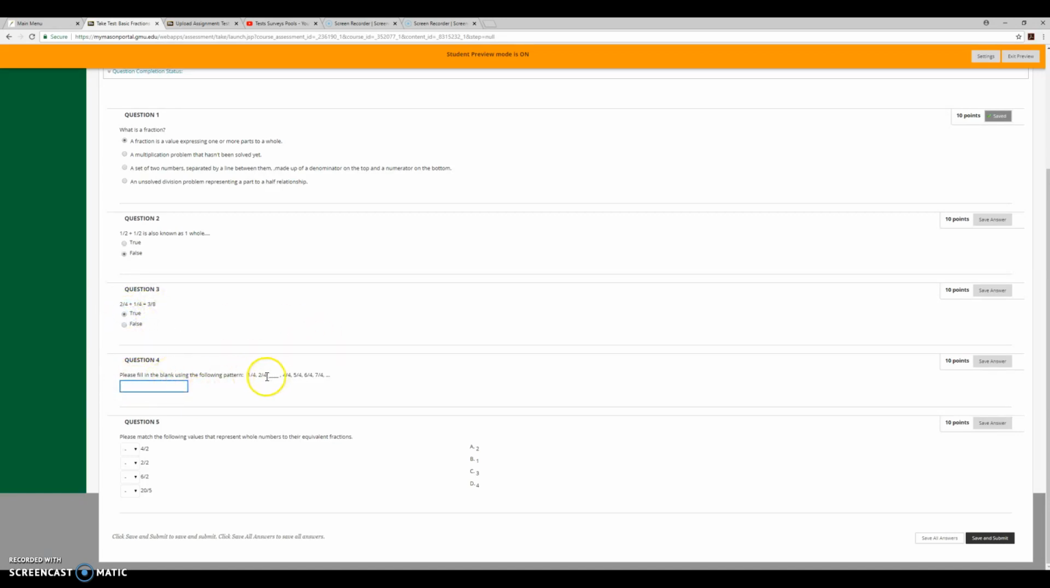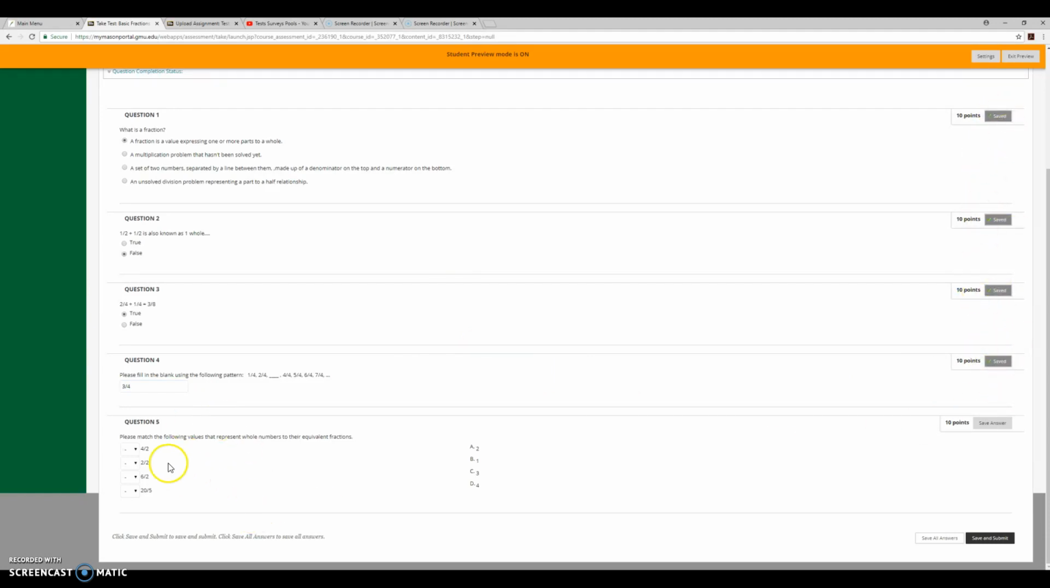For my fill in the blank, I gave them a pattern, and they should know that after 2/4 is 3/4. So they should be able to put that in. And notice these are all saving here, which is kind of cool.